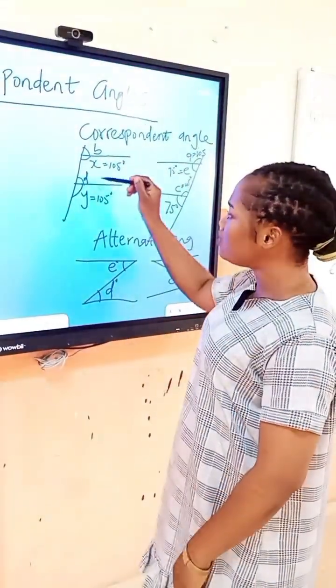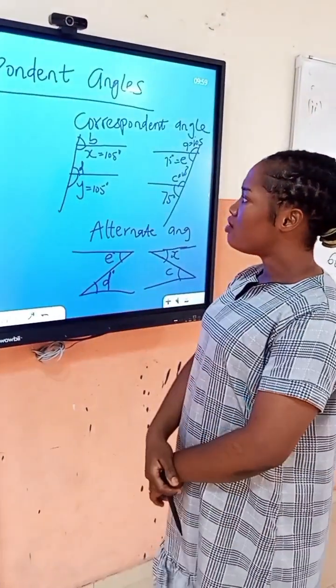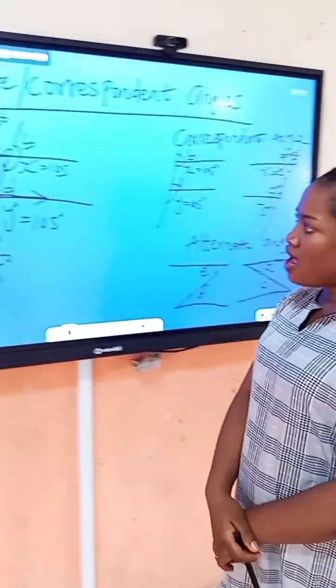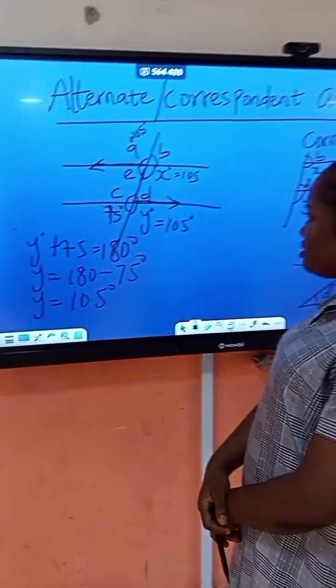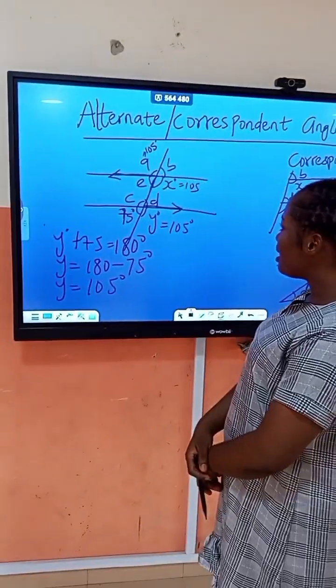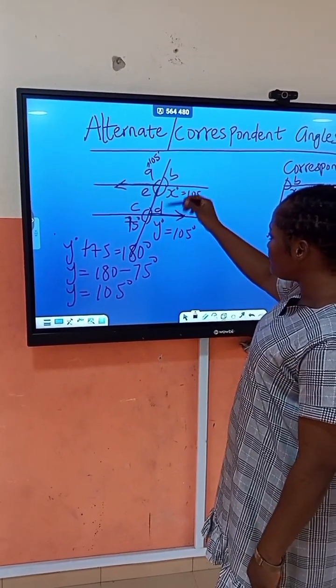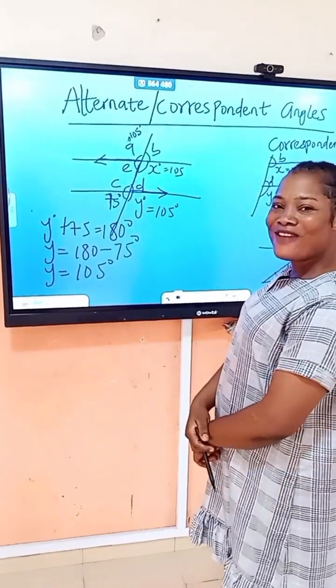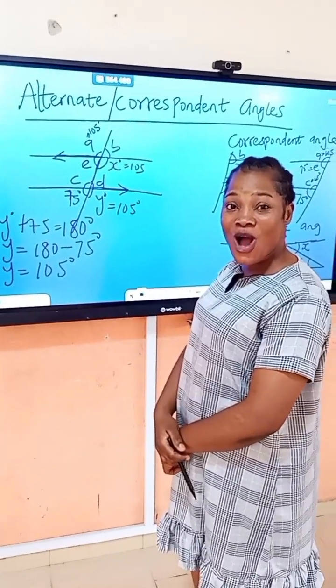But we've not found D and B. So how do we find D and B? Alright? Now, looking at this place, the both of them are on the line. Okay, we can use vertically opposite angle to go for D.